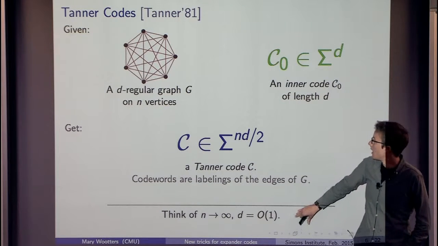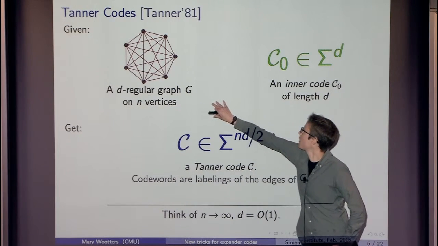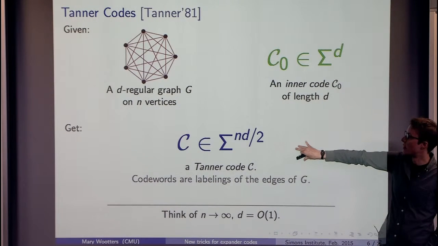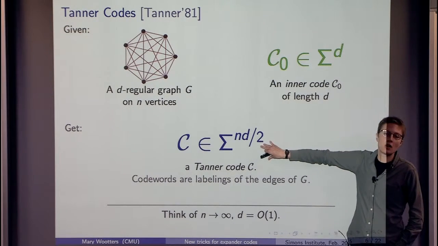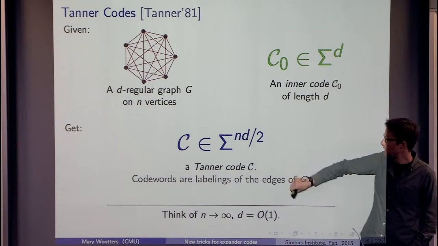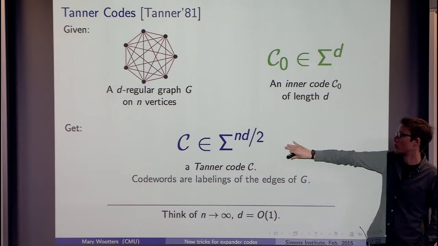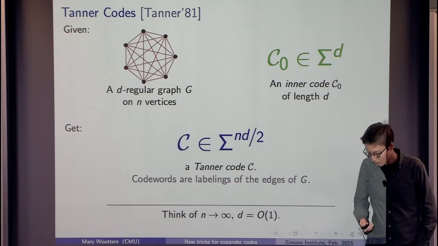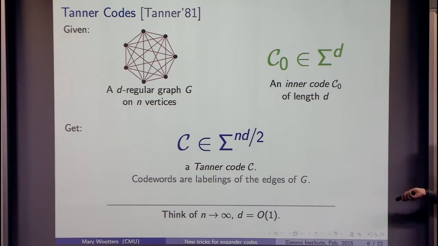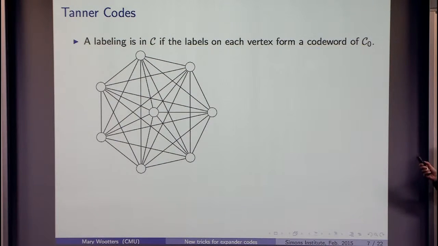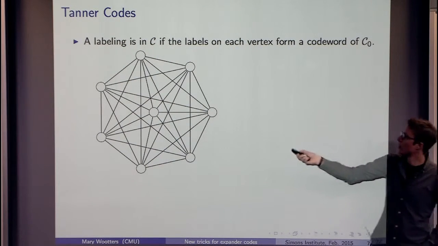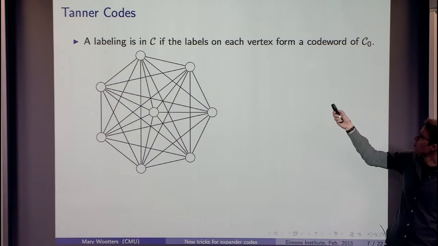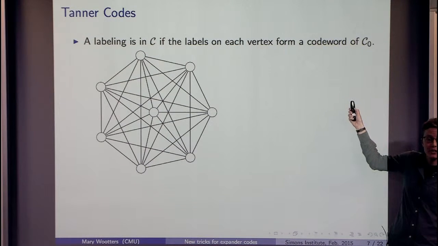And from these two ingredients, this d-regular graph and this inner code, we're going to get an expander code, and it's going to have length nd/2, the number of edges in the graph. Codewords are going to be labelings of the edges of my graph. So what constitutes a codeword of this Tanner code? A labeling of the edges of my graph is in my expander code if the labels at each vertex form a codeword in the inner code.